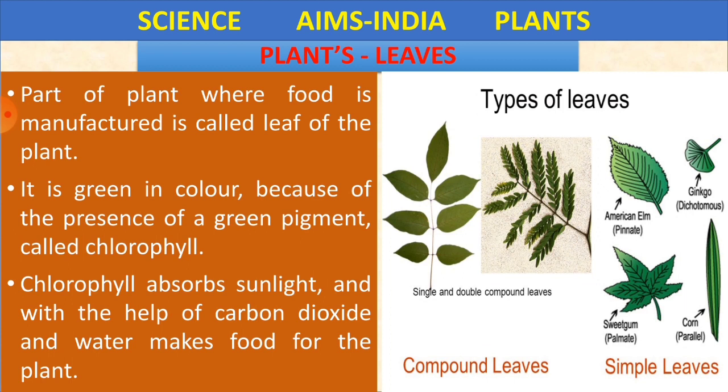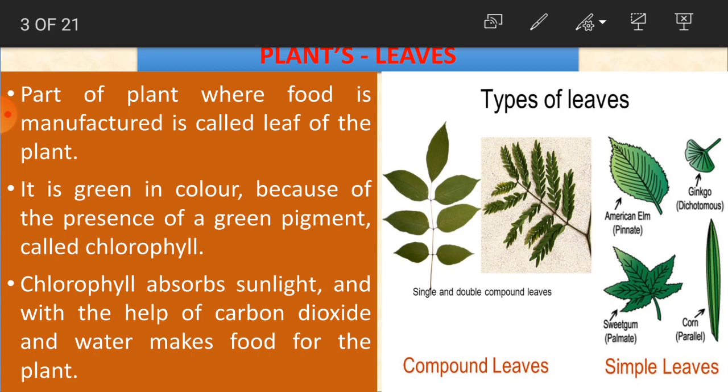It is green in color because of the presence of a green pigment called chlorophyll. We said that most of the leaves are green in color, like 90% of the leaves of plants. Why are these leaves green in color? Because of the green pigment called chlorophyll. As we have a green pigment in the plants, these leaves are green in color, and this green pigment is called chlorophyll.